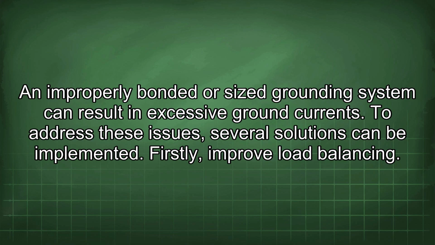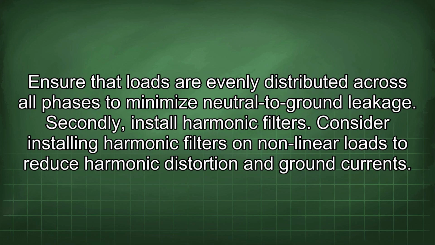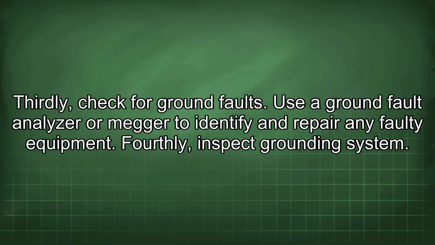To address these issues, several solutions can be implemented. Firstly, improve load balancing. Ensure that loads are evenly distributed across all phases to minimize neutral to ground leakage. Secondly, install harmonic filters. Consider installing harmonic filters on nonlinear loads to reduce harmonic distortion and ground currents. Thirdly, check for ground faults. Use a ground fault analyzer or megger to identify and repair any faulty equipment.